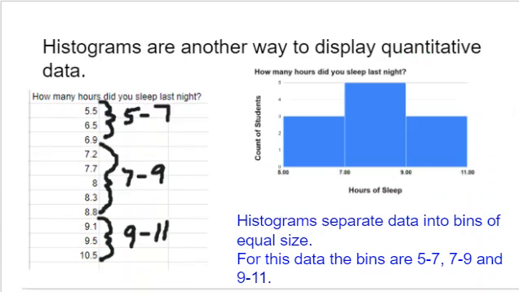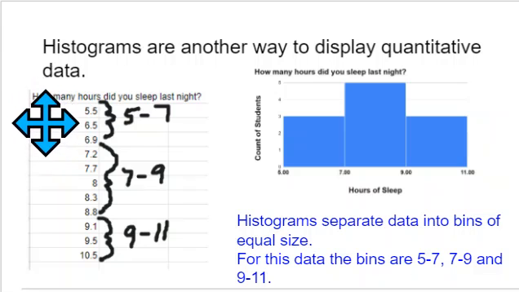Histograms are another way to display quantitative data. If you take a look at the histogram, you can see that the data points have been separated into bins of equal size. So we took bins that were 2 hours long, 5 to 7 hours, 7 to 9 hours, and 9 to 11 hours. And we separated the data points into those bins.